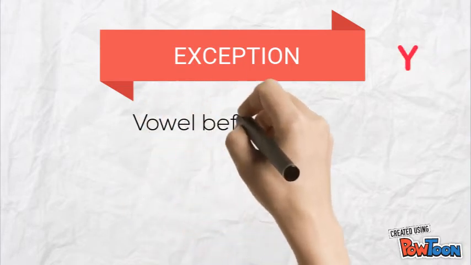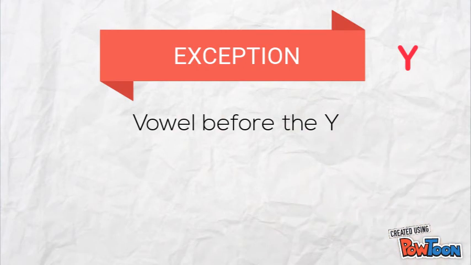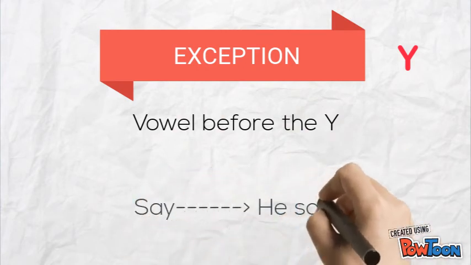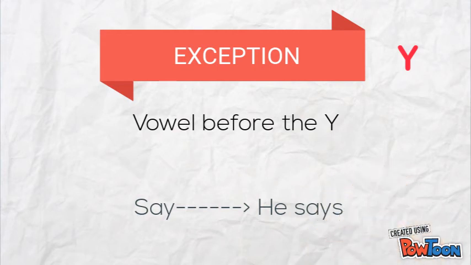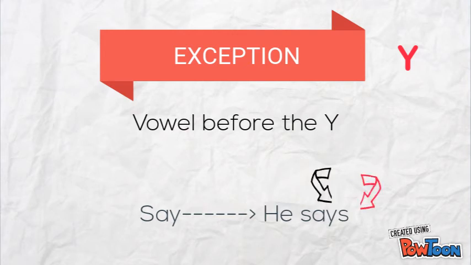But there is an exception for the verbs that end with a y. So with verbs that have a vowel before the y, you just say it like this. So for example, with the verb say, in the verb say you have the a, which is a vowel. So you have to keep the y and just add an s at the end. So you will write it like he says. So you just add the s, as you can see in the picture.